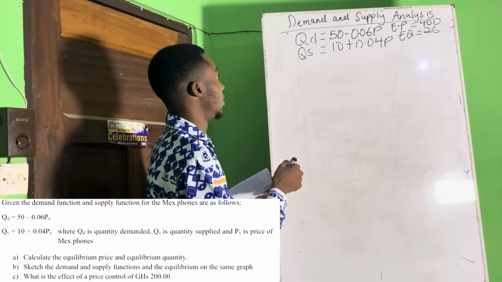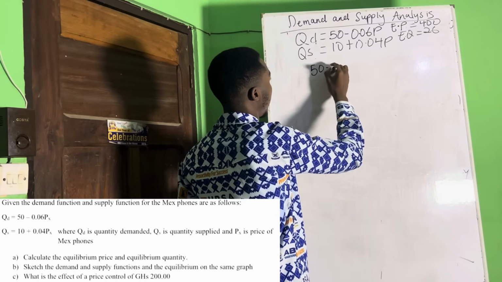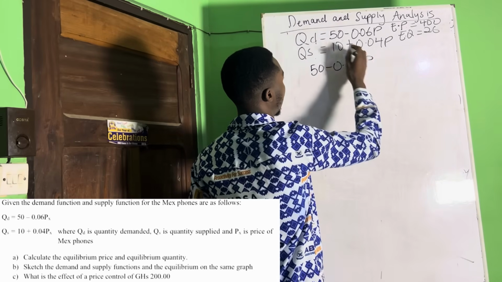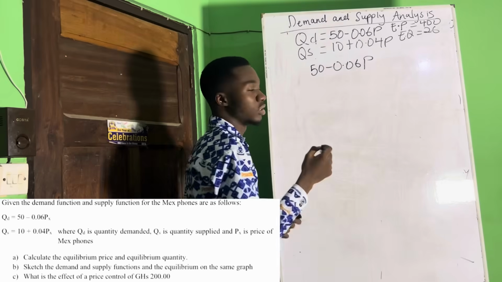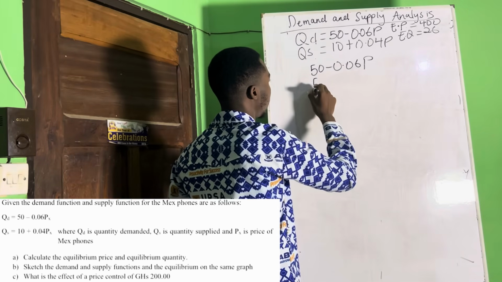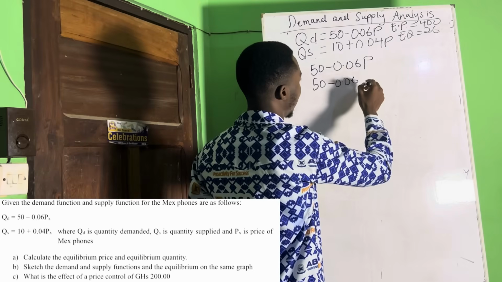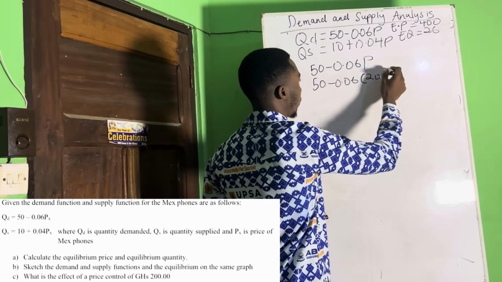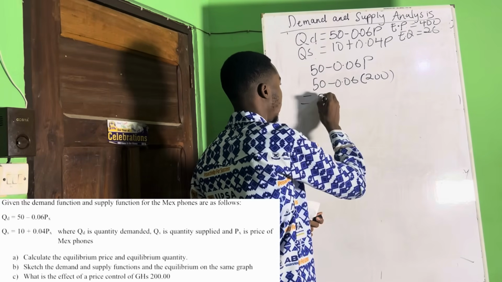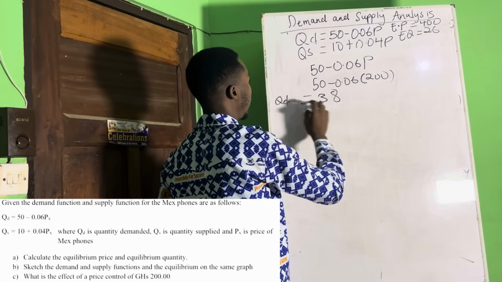So let's start with the demand function. For the demand function, you have 50 minus 0.06p, that's the quantity demanded. They said a price control of 200, so just substitute 200 into it. So 50 minus 0.06 times 200. When you punch this on the calculator, you are getting 38, right? So this is our new quantity demanded. Do you get it?